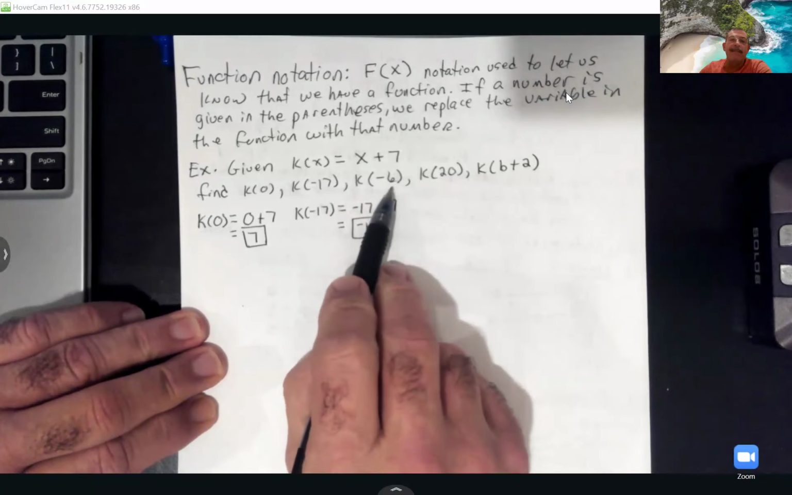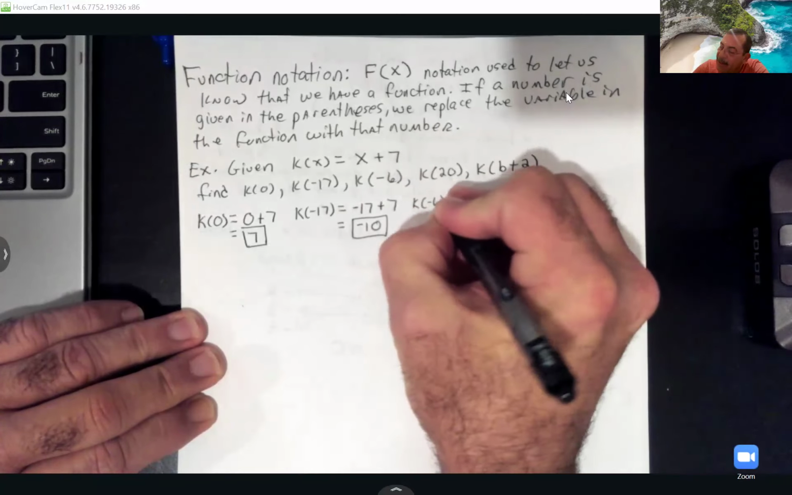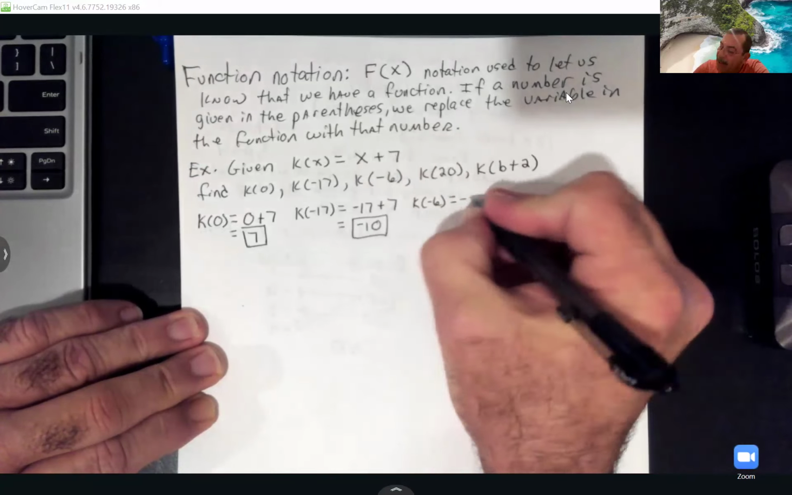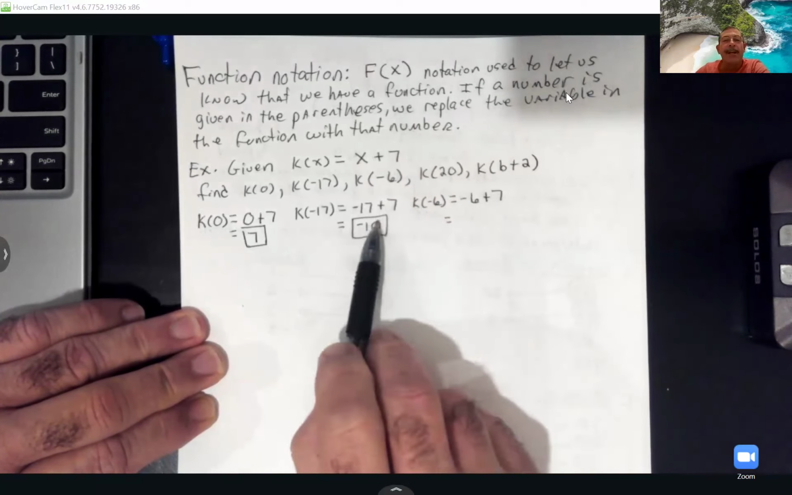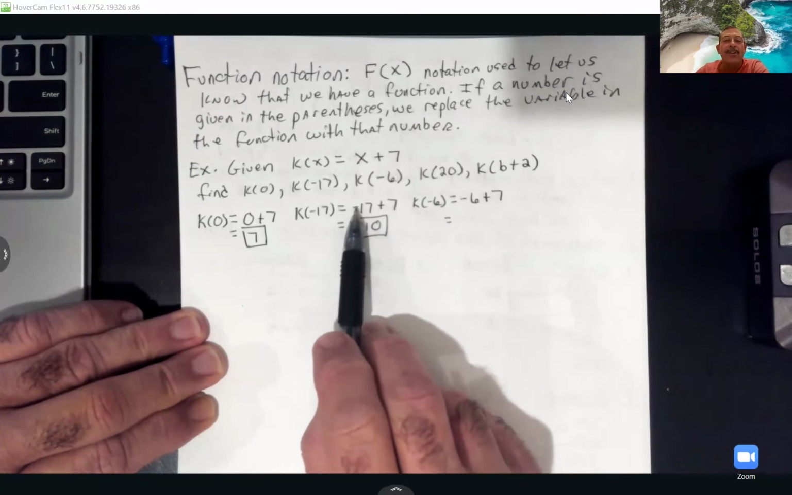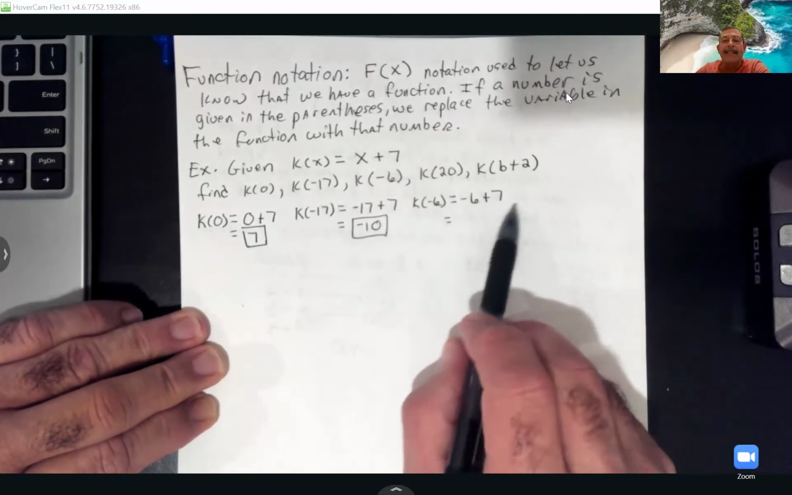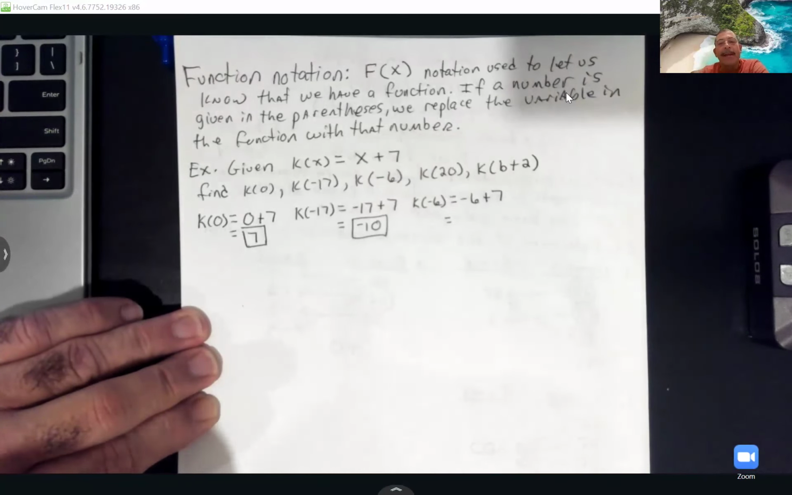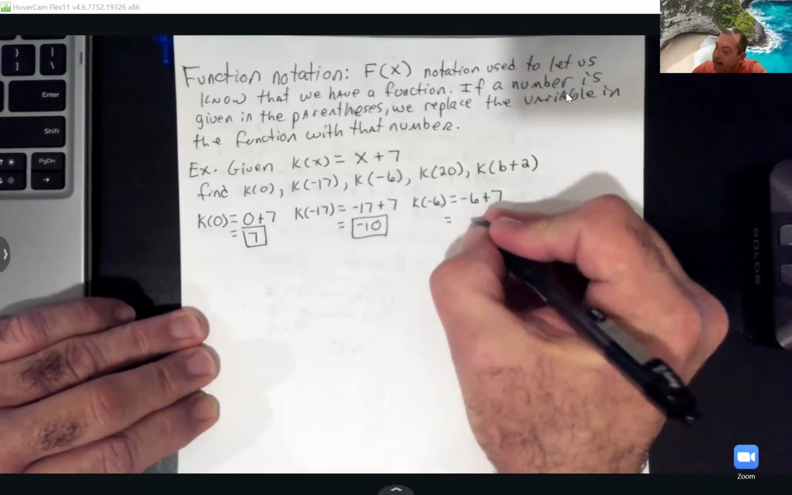All right, then they said, hey, find me k of negative 6. So I come in, k of negative 6. So put my negative 6 in for my x. I'm going to get negative 6 plus 7. So notice, here we added unlike signs. The larger number was negative, so the answer is negative. Here we're adding unlike signs, but the larger number's positive. So what y'all think? Negative 6 plus a 7. Caitlin, yeah, 1 works perfect. Good job.